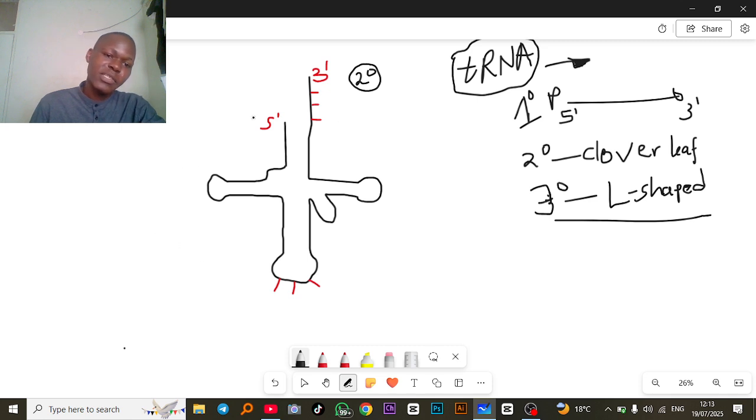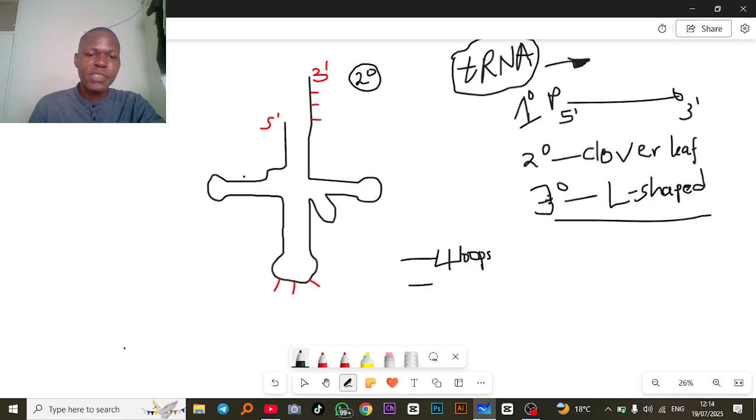So looking at the structure here, it has these loops. These bulgings you see here, those are called loops. So if we are to count, we have 1, 2, 3, 4 loops, a total of 4 loops. So why are loops formed? The reason why we form loops, we are going to see shortly.